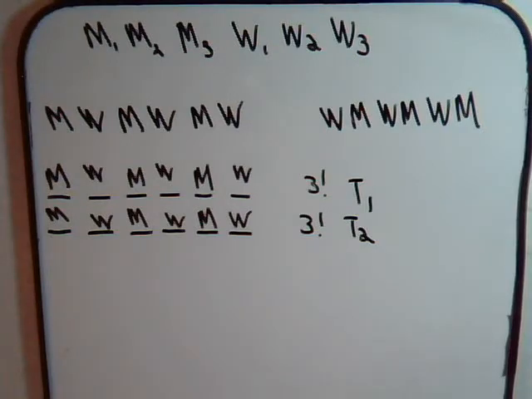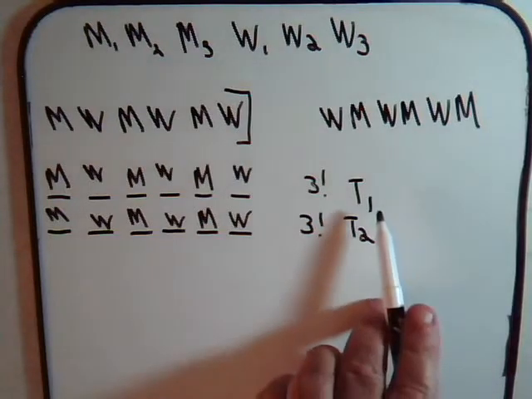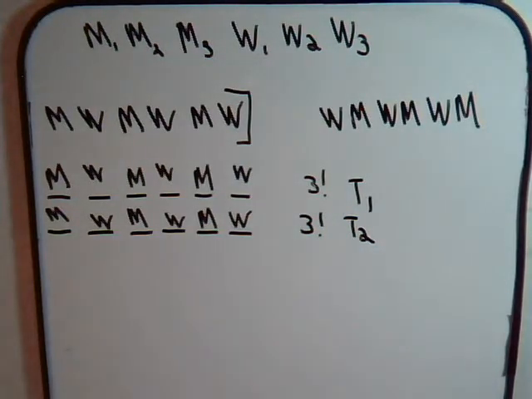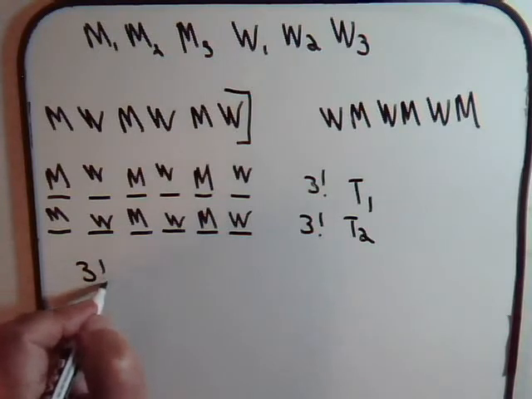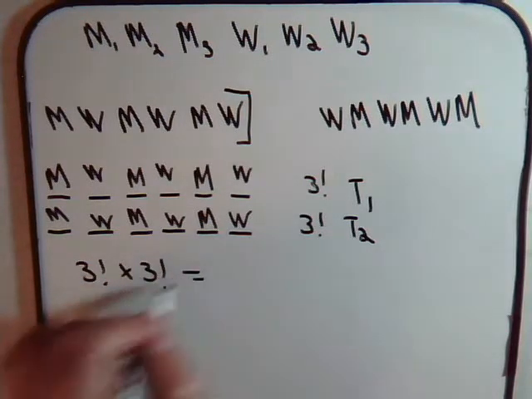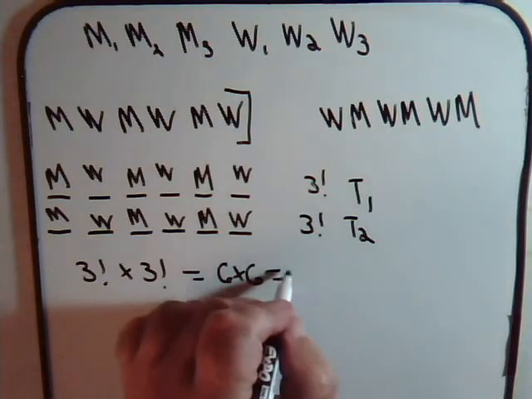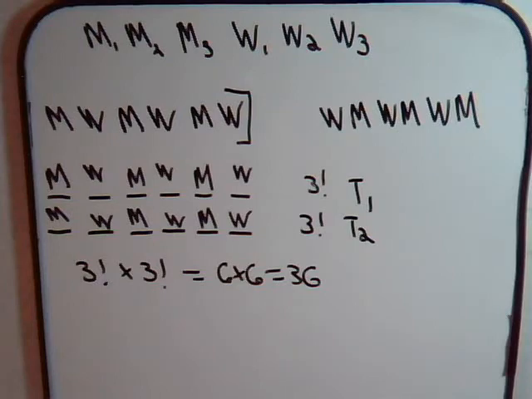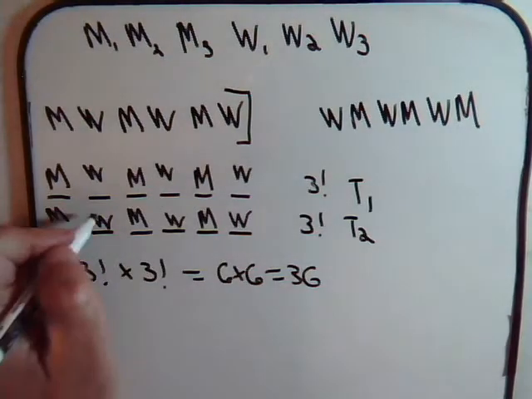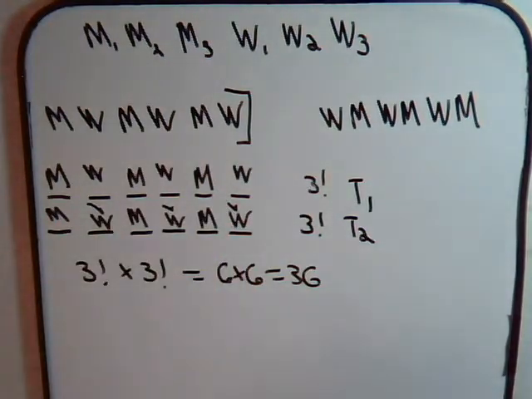So what's the total number of ways that we can get this pattern? And here's where we use the fundamental counting principle. Because the total number of ways of accomplishing T1 is 3 factorial, and the total number of ways of accomplishing T2 is 3 factorial, together it would be 3 factorial times 3 factorial. Of course, that's just 6 times 6 equals 36. Now, before we go on, for this one right here, where the women occupied their seats first, and then we permuted the men, what that would look like is this.